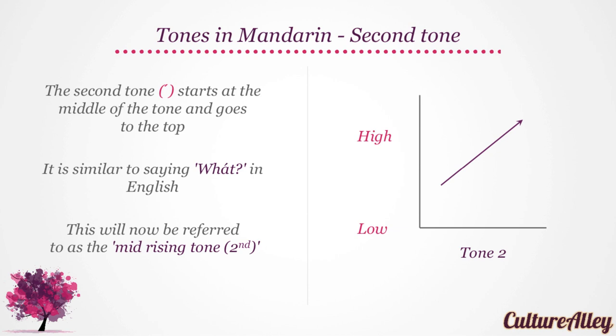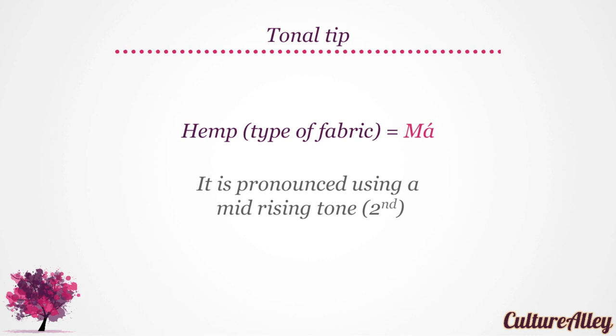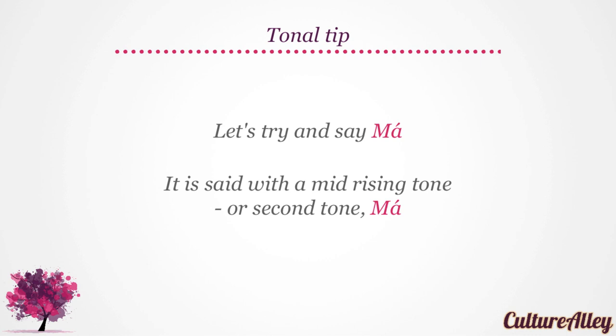Great! Now that we've learned the first tone, let's move on to the second one. The second tone is denoted by an upward slant from left to right. It starts at the middle of the tone and goes to the top, and is similar to saying, what, in English. This will now be referred to as the mid-rising tone, or the second tone. Note that hemp, which is a variety of fabric, translates to ma, and is pronounced using a mid-rising tone, also called the second tone. Let's try and say ma. Once again, it is said with a mid-rising tone, or second tone. Ma.